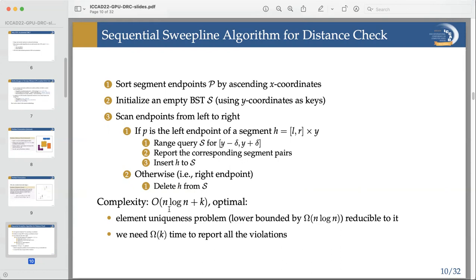And the complexity of this algorithm is O(n log n + k), where n is the number of segments or endpoints, and k is the number of violations. This is output sensitive. Actually, this complexity is optimal because we have an element uniqueness problem reducible to our problem. And this element uniqueness problem is lower bounded by Ω(n log n). And also we need Ω(k) time to report all these violations.